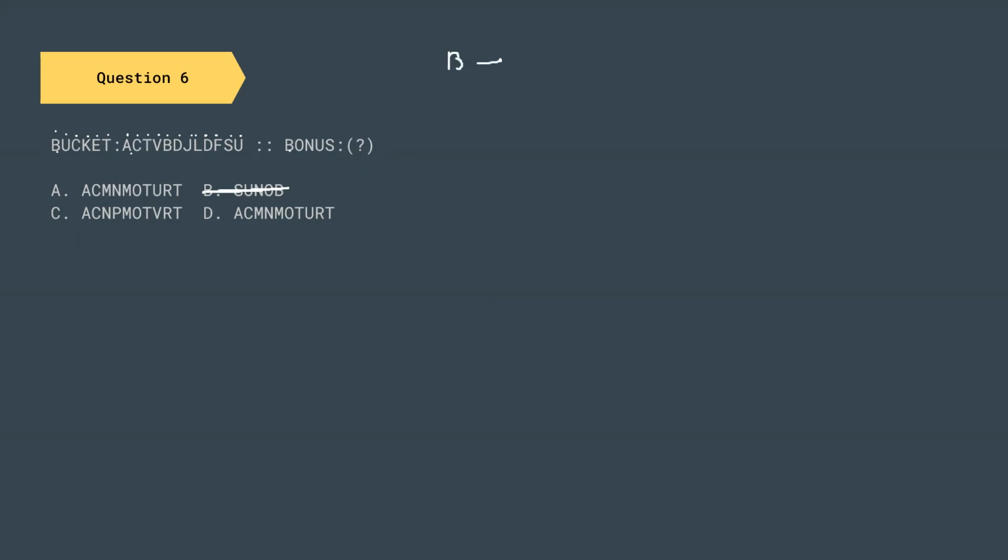So B is encoded into AC, U is encoded into TB, C is encoded into BD, K is encoded to JL, E is encoded to DF, and T is encoded to SU. As you can easily guess the pattern once you have written this, what do we have?